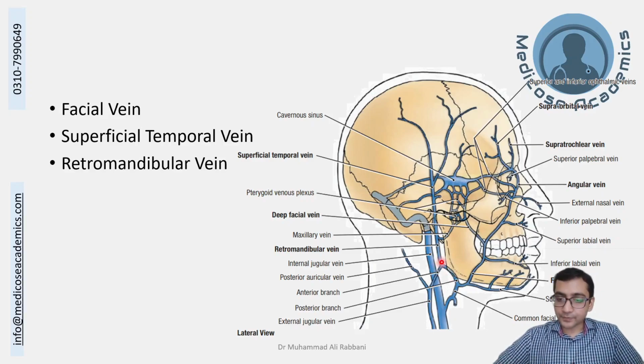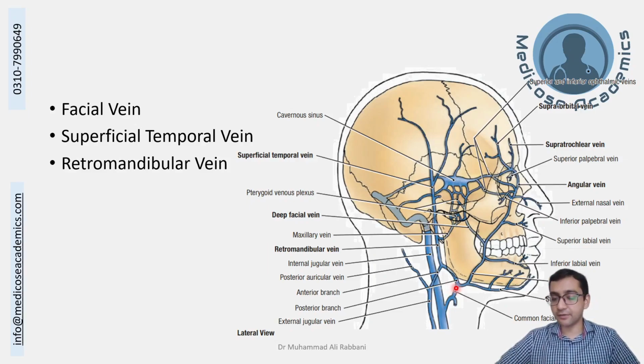The anterior division of the retromandibular vein joins with the facial vein and sometimes the lingual vein, and they make the common facial vein. This is the common facial vein that goes into the internal jugular vein. Sometimes the lingual vein joins the facial vein first, and they then join the anterior division of the retromandibular vein, and sometimes the facial vein joins the anterior division first, and after that the lingual vein joins them. But in any case, they join to form the common facial vein, and they drain into the internal jugular vein.